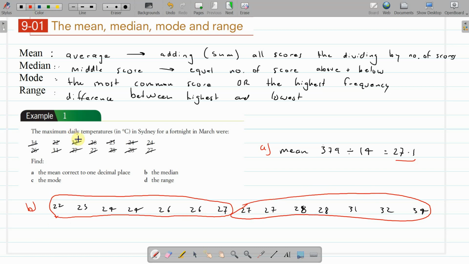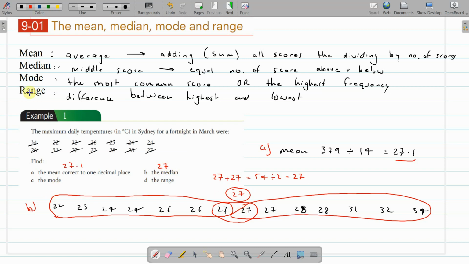Now I said the median is the middle score. Well, that's actually shared by these two. Sometimes they can be different to each other, but basically what you do when there's an even number of scores is get the mean, which in this case is pretty easy because it's the same score. So 27 is the median. 27.1 was the mean. 27 is the median.